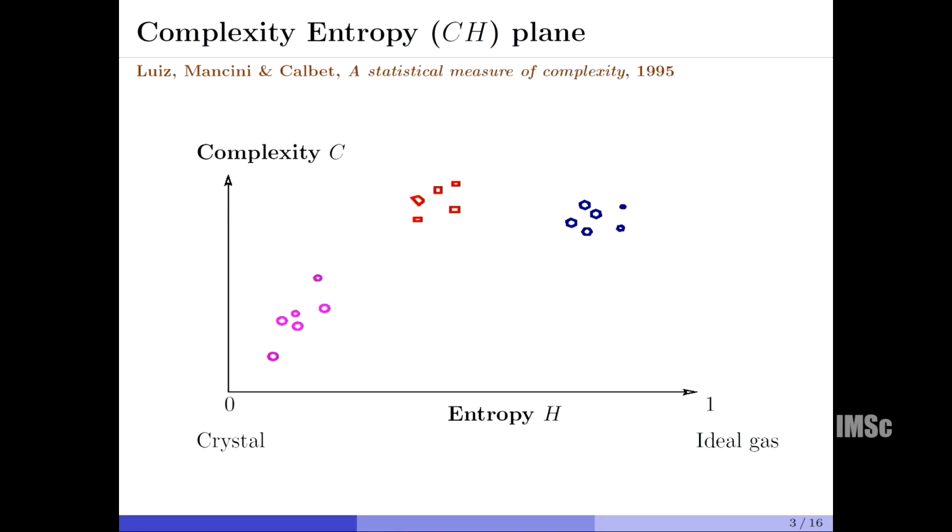For this, I am going to use a formalism which was initially set up by Lopez-Ruiz, Mancini and Calbet in statistical physics, and they developed some measure. If I plot entropy here and complexity here, which I will define in a moment, then I can classify various objects in between, and see where they will lie.